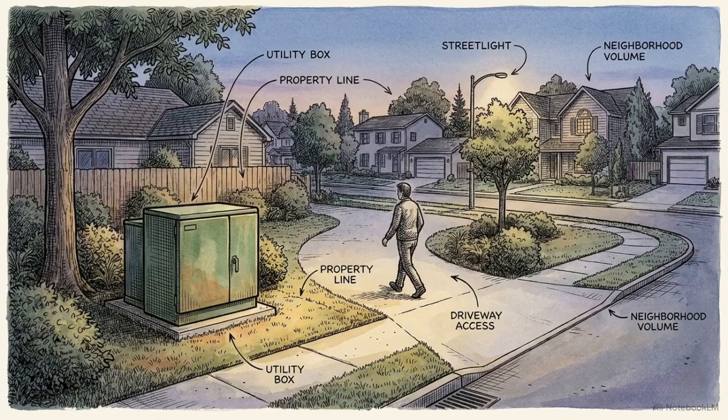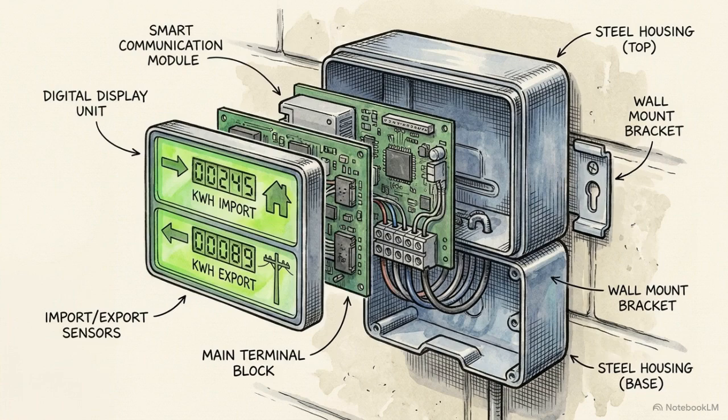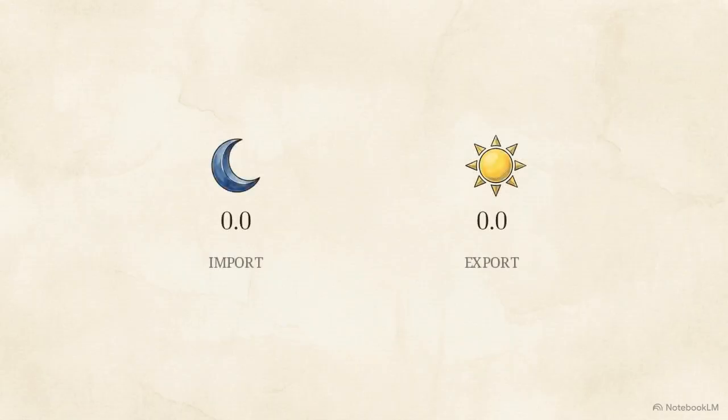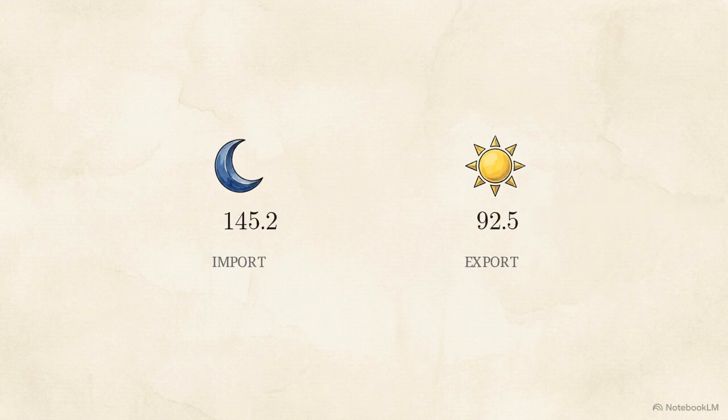To stop the billing error, you have to move out to the property line and replace the old unit with a smart bidirectional meter. Look at this split-screen diagram of the new meter's interface. It maintains two distinct tracking ledgers. The import counter tallies the energy you pull from the grid at night, while the export counter separately tracks the excess solar you push out during the day.